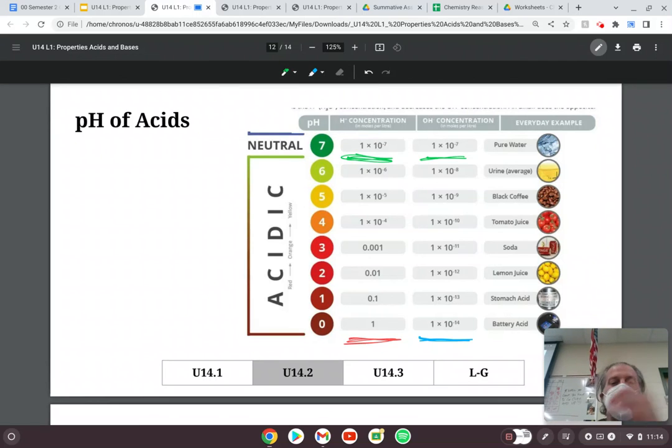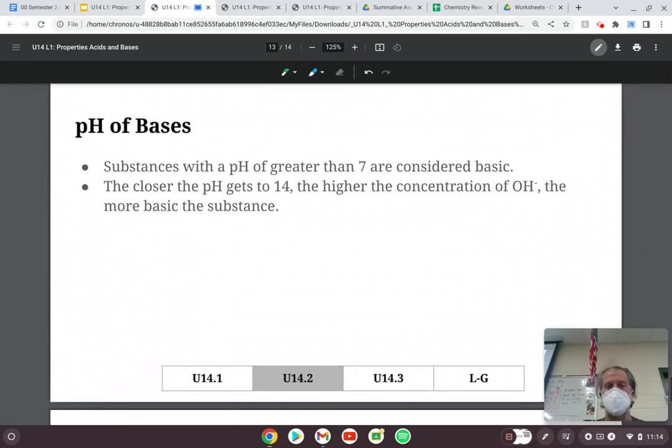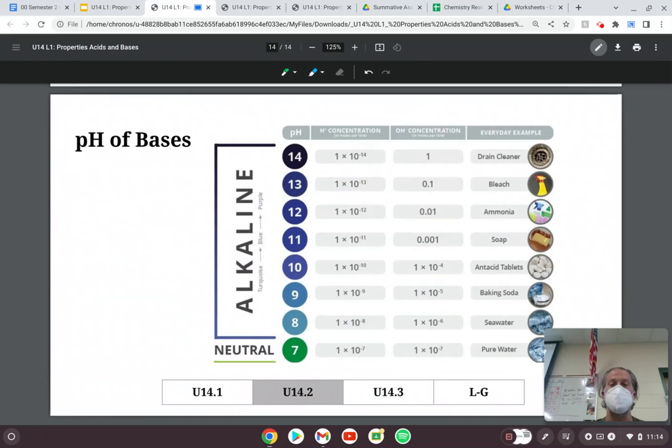If you look at the neutral substance, it has a hydrogen ion concentration of 1 times 10 to the minus 7 and a hydroxide ion concentration of 1 times 10 to the minus 7. So they're equal. With your bases, the pH has to be greater than 7, and the closer the pH gets to 14, the higher the concentration of hydroxide will be. Again, for neutral, the hydrogen ion concentration is 1 times 10 to the minus 7, and the hydroxide ion concentration is 1 times 10 to the minus 7.